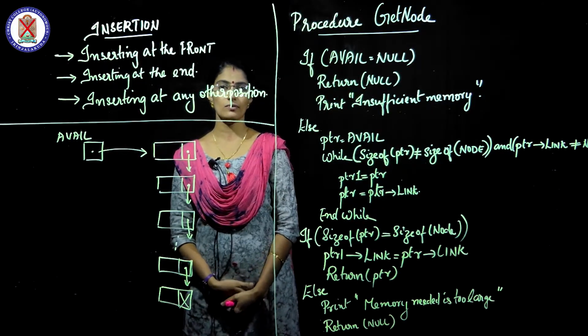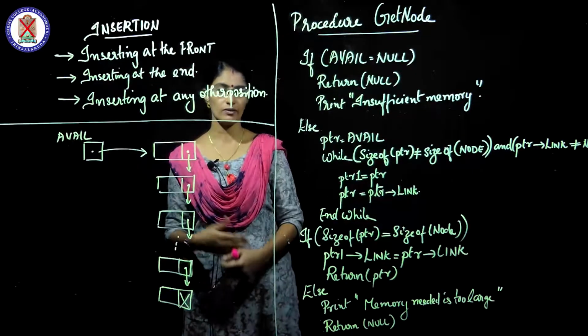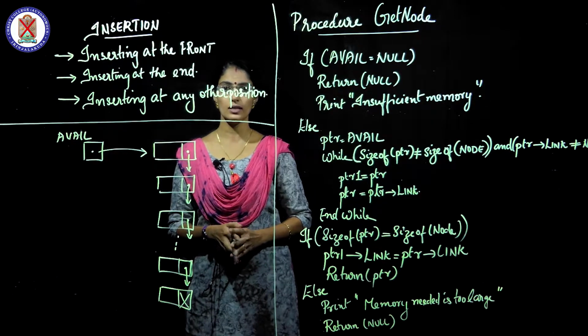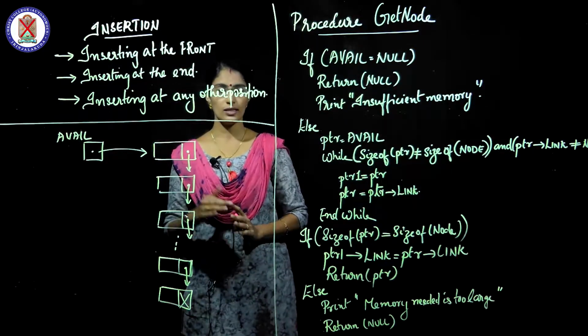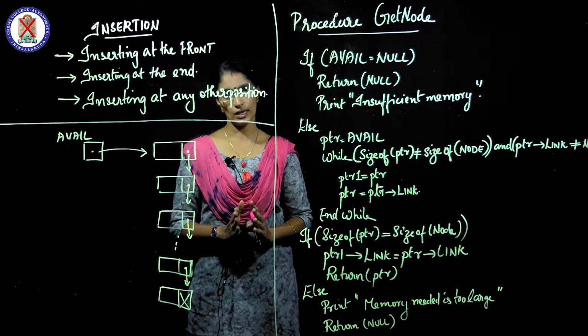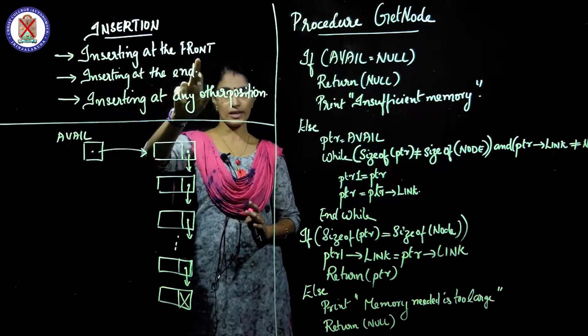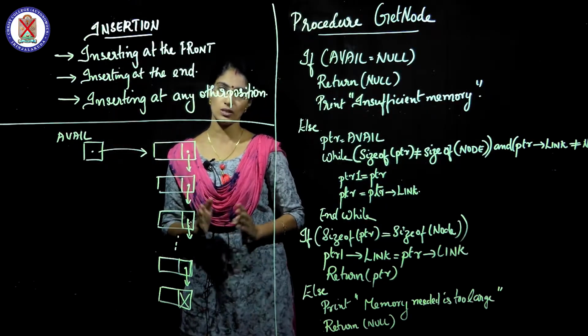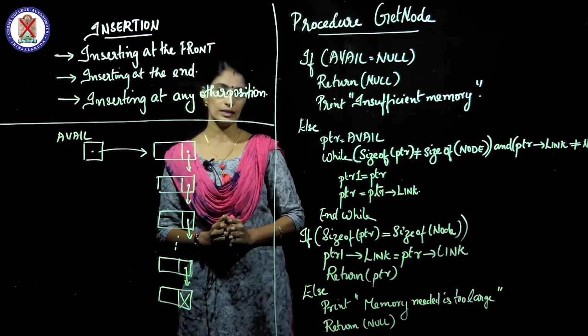In the last video, we have seen operations in linked list and I have completed the traversing operation of linked list. In this session, we will be dealing with insertion of linked list. In the insertion algorithm of the linked list, insertion can be divided into three categories. We can insert at the front, we can insert at the end, we can insert at any other positions between the front and end of a linked list.